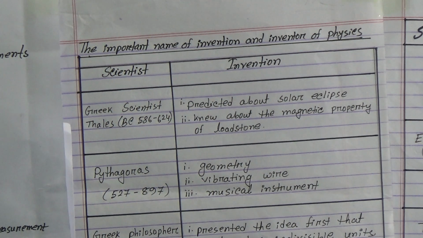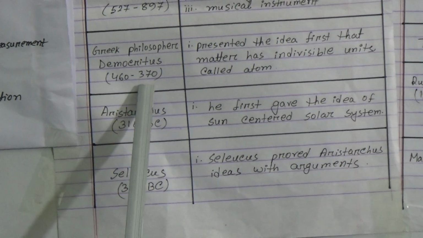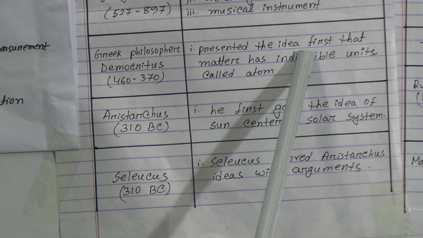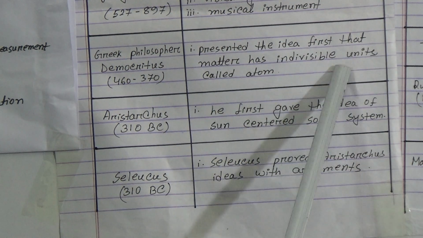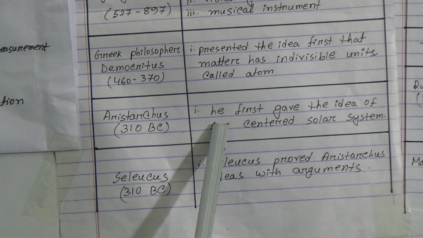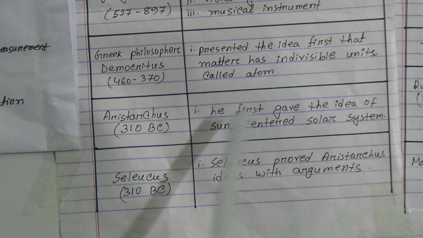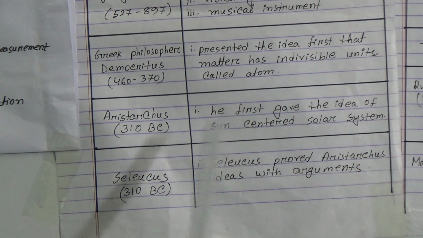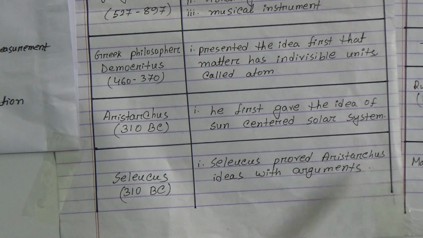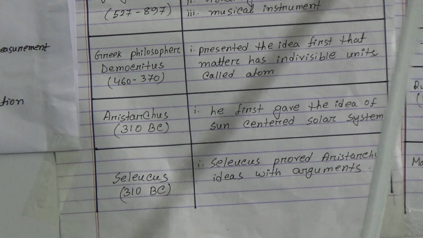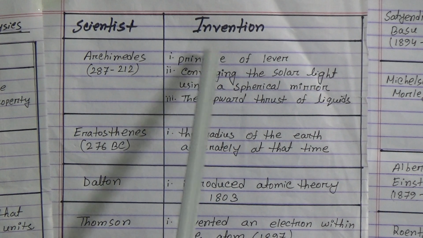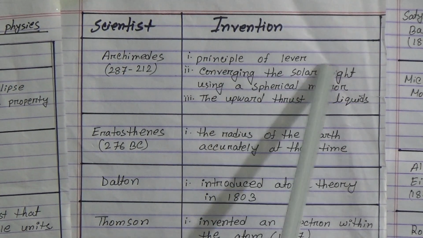Greek philosopher Democritus, 460 to 370. His invention is he first presented the idea that matter has individual units called atoms. Aristarchus, his invention is he first gave the idea of a sun-centered solar system. Seleucus proved Aristarchus' idea with argument. Archimedes, 287 to 212. His invention is the principle of lever.